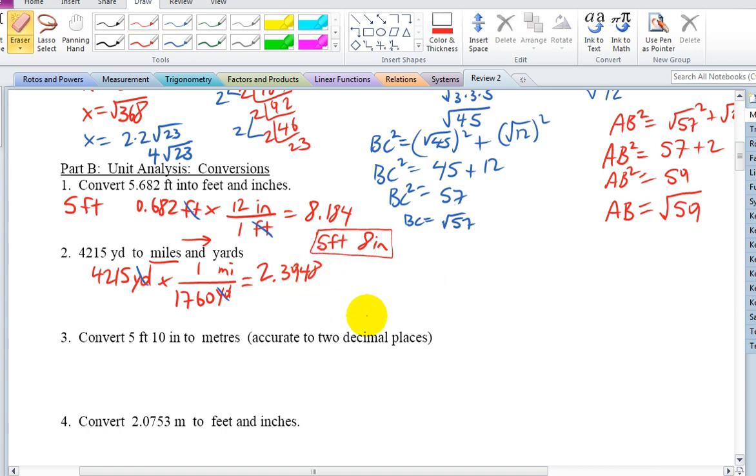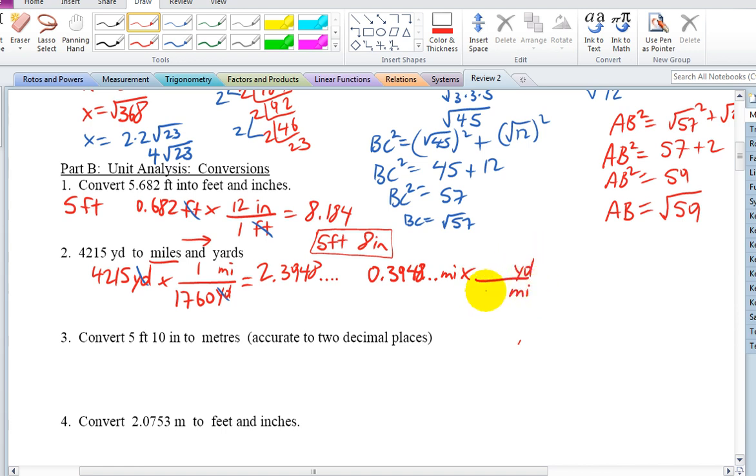Now what I'm going to do is I'm just going to put dot, dot, dot, dot, just to show that it goes forever. You don't want to round. Keep them all. Keep all your decimals. So I would take 0.3948 dot, dot, dot. Now that's in miles. And we convert it back into yards.